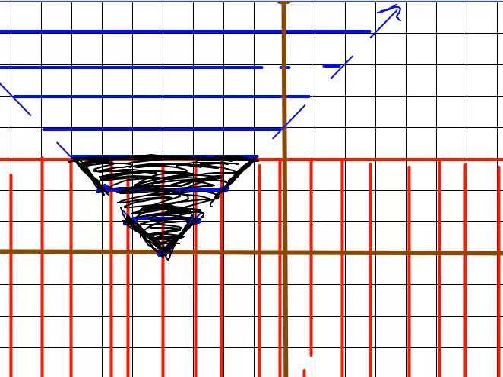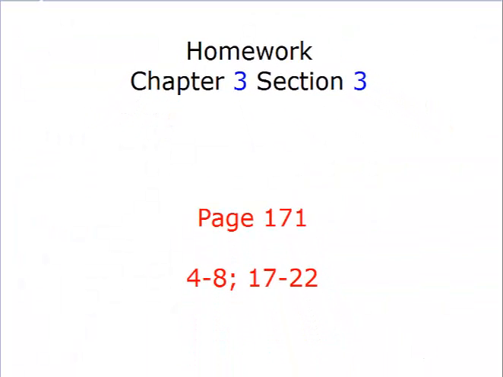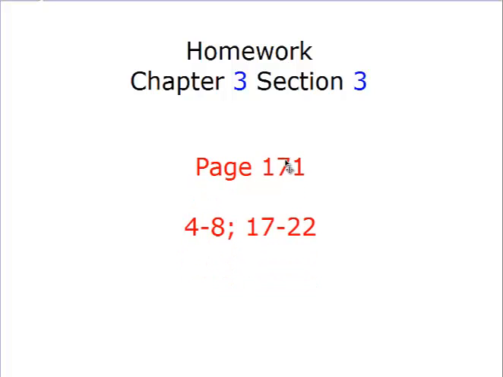Everybody okay with it? All right, so here's your homework assignment. If it were me, you're going to want to use rulers, you're going to want to use graph paper.